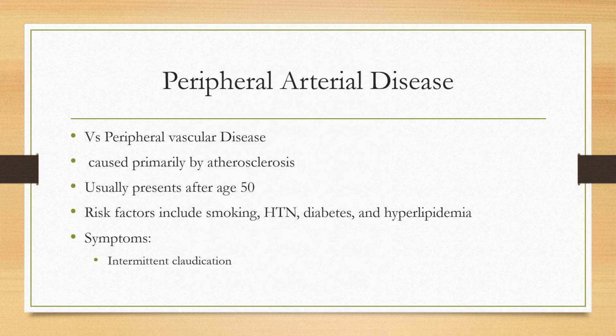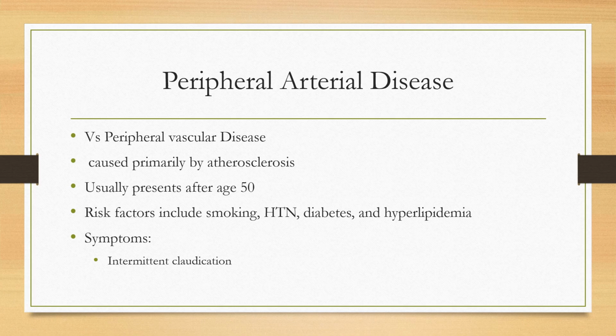Peripheral arterial disease. Atherosclerosis, which is the narrowing of the vessels, occurs everywhere, not just in your heart. Peripheral arterial disease is pretty much atherosclerosis everywhere else. Your book mentions that it's the same as peripheral vascular disease, which isn't technically true. Peripheral vascular disease is an umbrella term for a whole bunch of different diseases. Peripheral arterial disease is a certain one, usually presents after age 50.